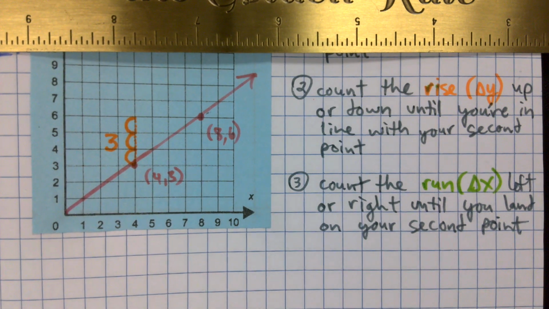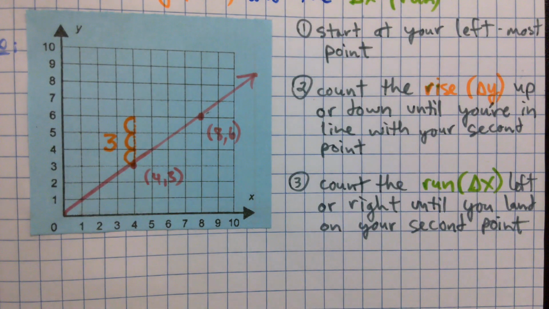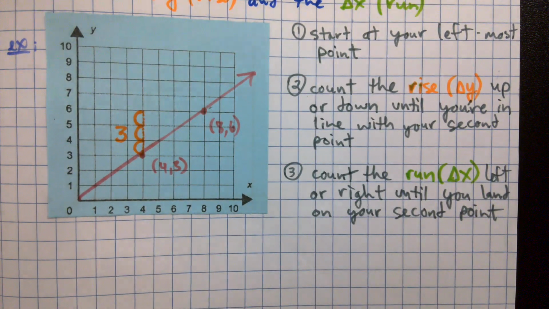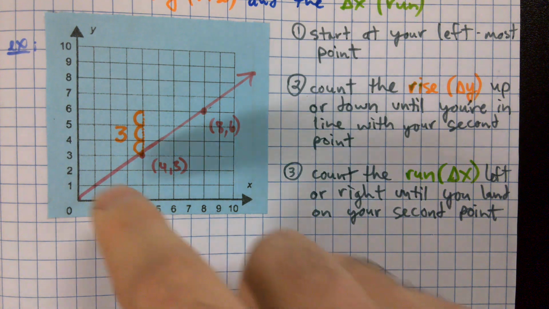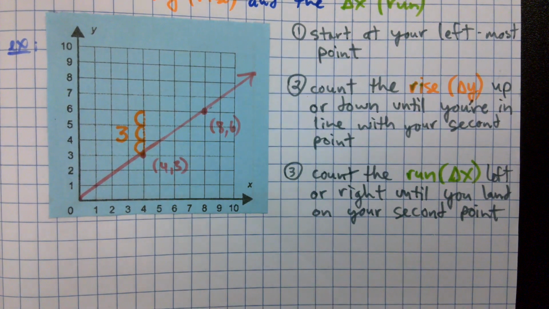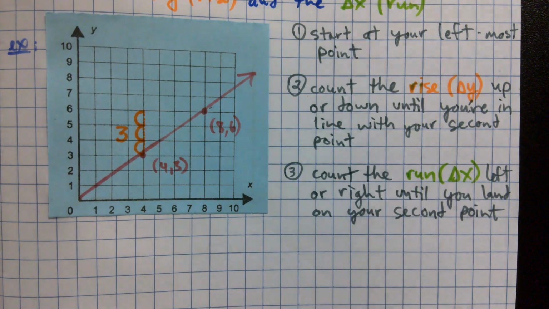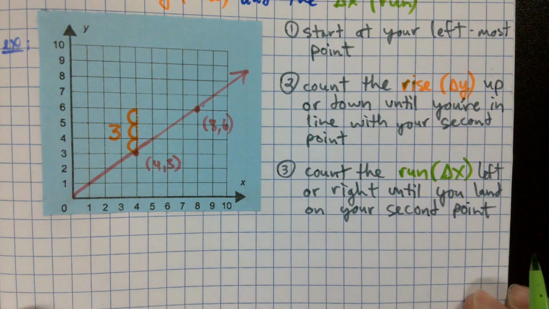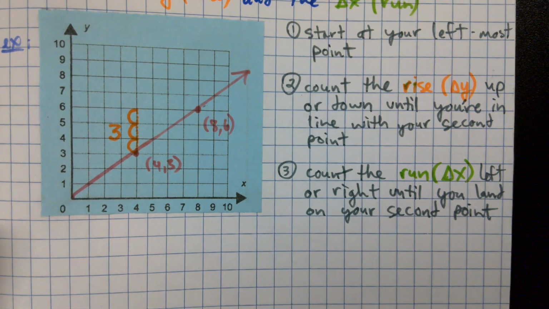So we're basically mapping out how to get from our left point to our right point. But we can only go up or down and left or right. The diagonal between those 2 points is the line itself. Hopefully you see what I'm talking about. I'll give you a second to copy that down and we'll do the run together.